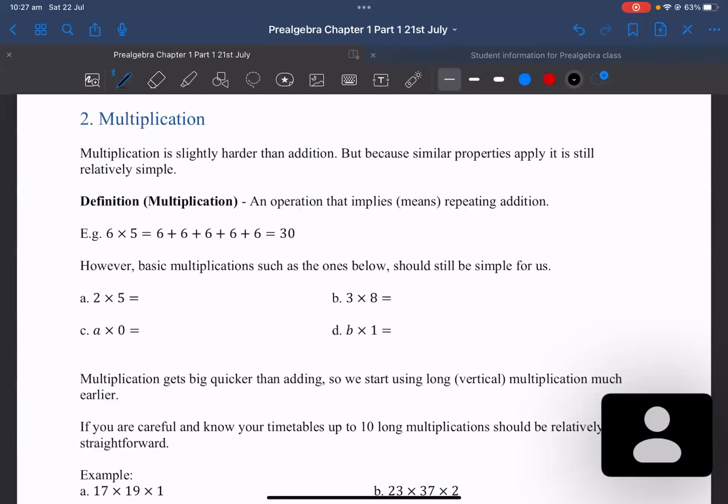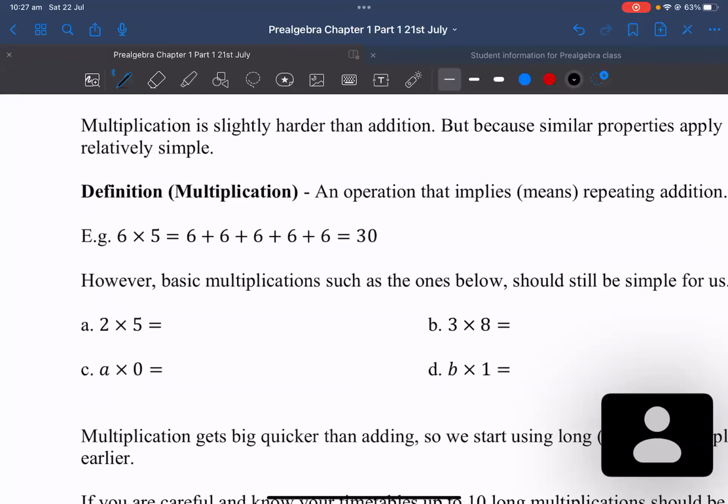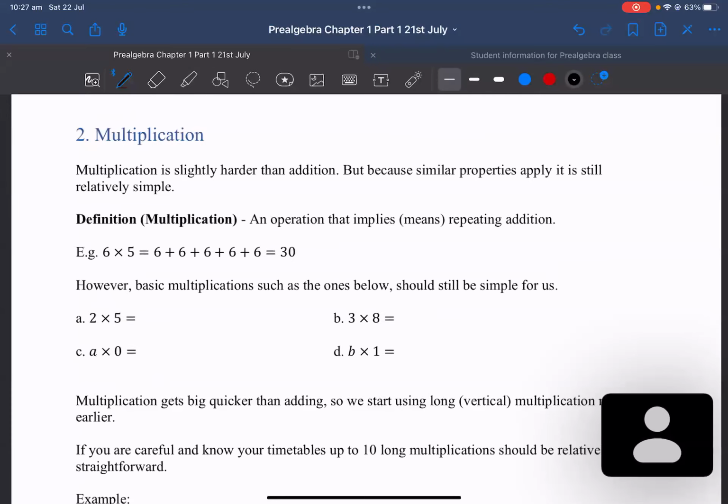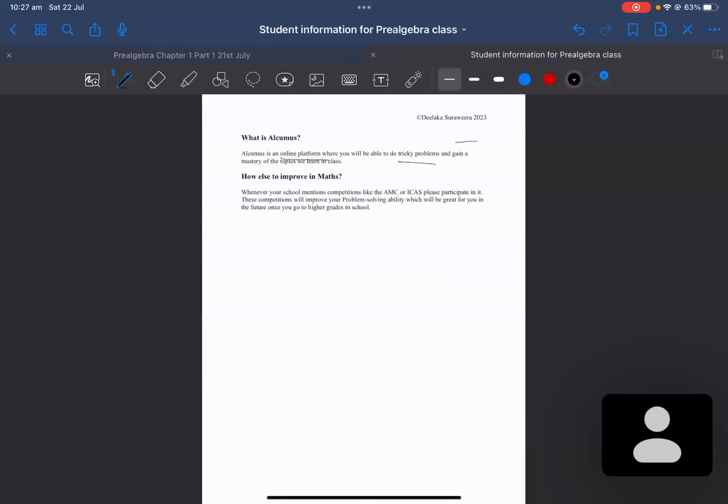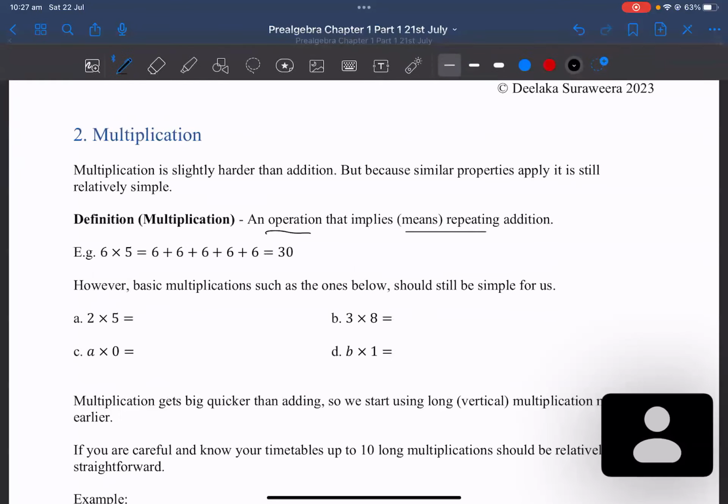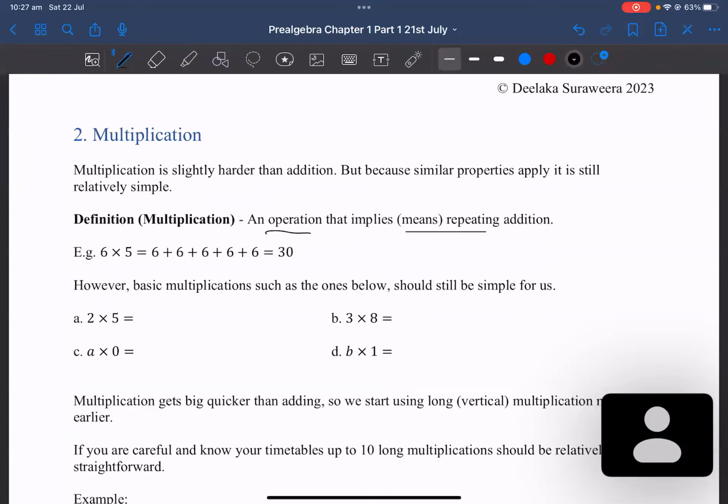This is the basic definition of multiplication. It's an operation that means repeating addition. So if I have 6 times 5, that means I add 6 five times: 6 plus 6 plus 6 plus 6 plus 6, that's 30. The basic multiplications we should still be able to do in our head. 6 times 5, or you can do 5 times 6. Yes, you can rearrange them just like with addition, and we'll talk about that later as well.